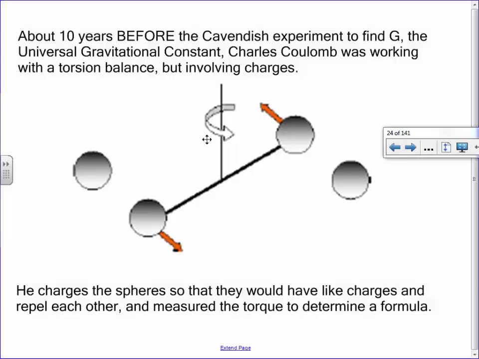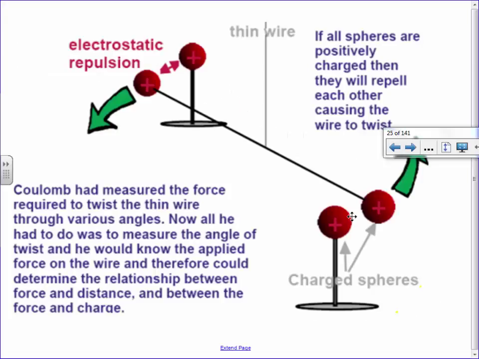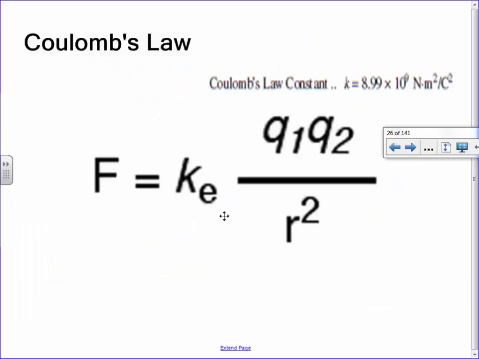So there was this experiment with a wire that could torque. It was like the Cavendish experiment, only this guy did it first. This is Coulomb's experiment, the same kind of concept. You have these charges, and they should either attract or repel. The wire rotates, and it allows them to calculate this number right here, the electrostatic constant.